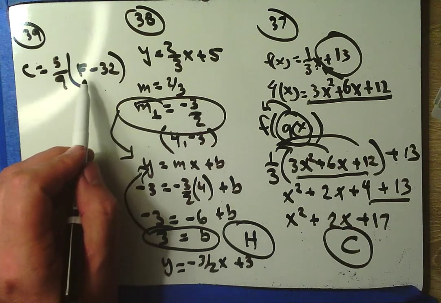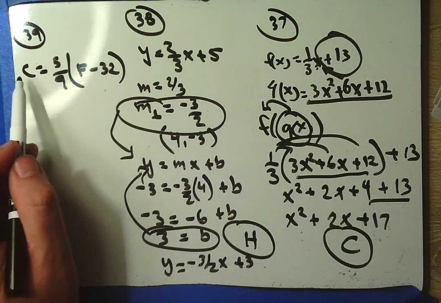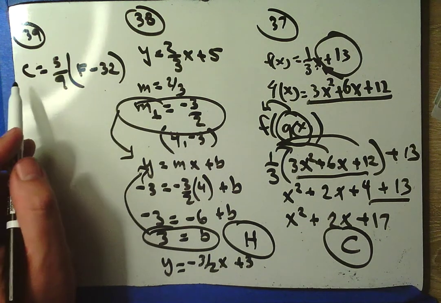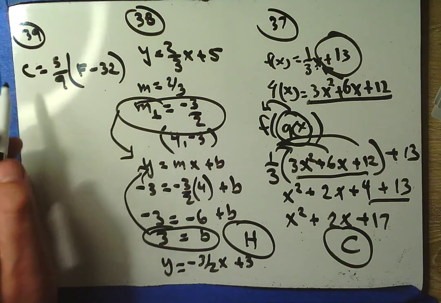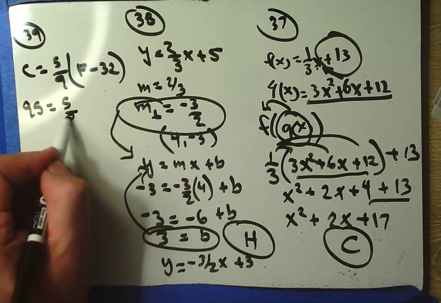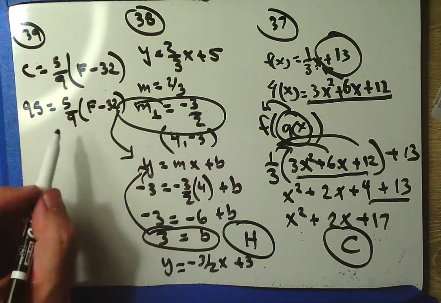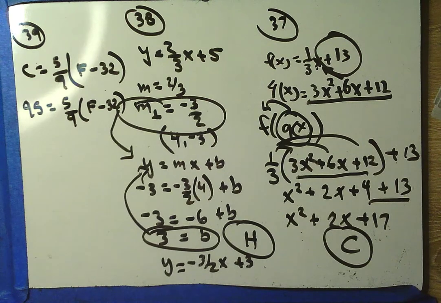I plug in a Fahrenheit number, and I get out a Celsius. Okay, so which of the following is the Fahrenheit equivalent to a reading of 95 Celsius? Well, 95 Celsius means I plug a 95 in for C and solve this equation. I'm going to multiply both sides by the reciprocal of that fraction.